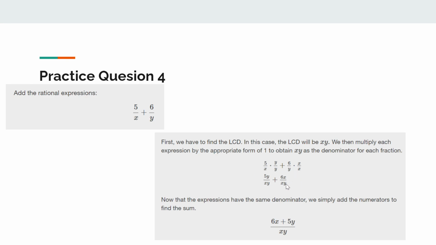So now, combining the two, since you have the same denominator, you can just add up the two things at the top. So it's just 5y plus 6x over x times y. So the answer is 5y plus 6x all over xy, and that'll be your answer.